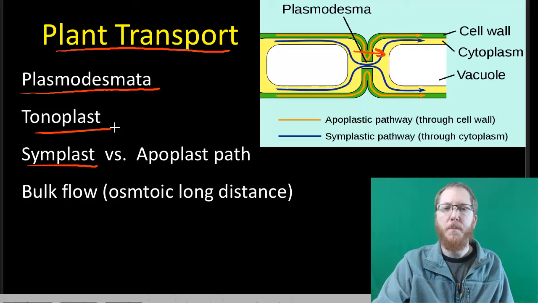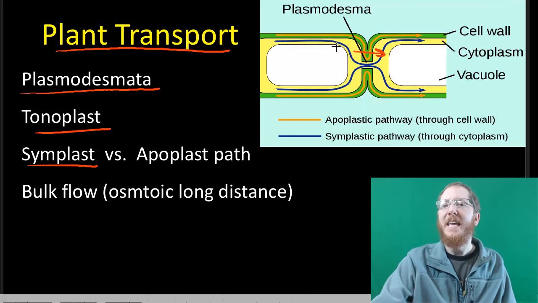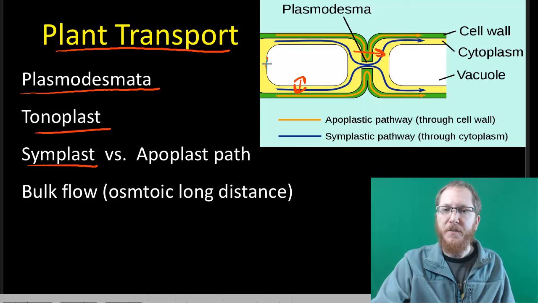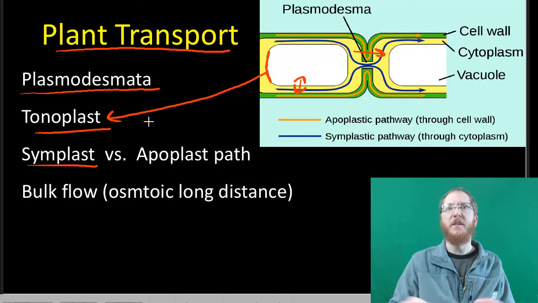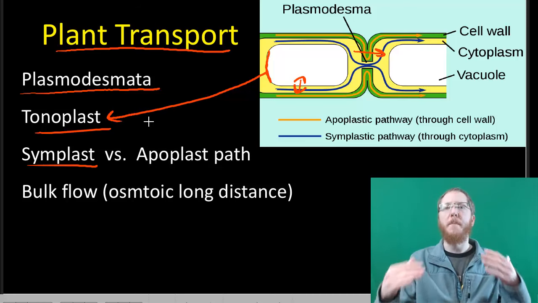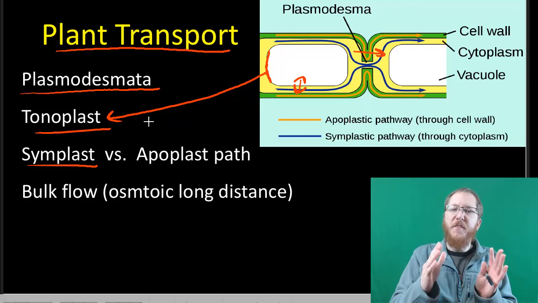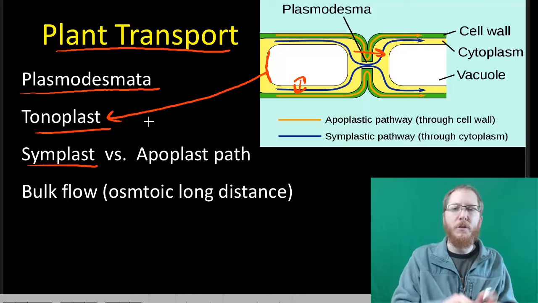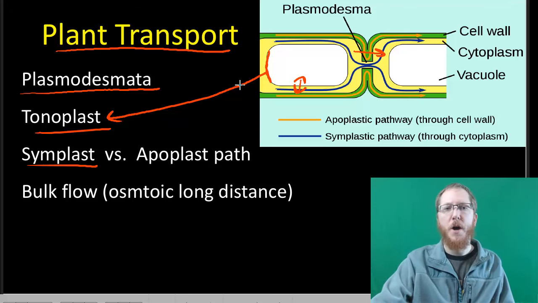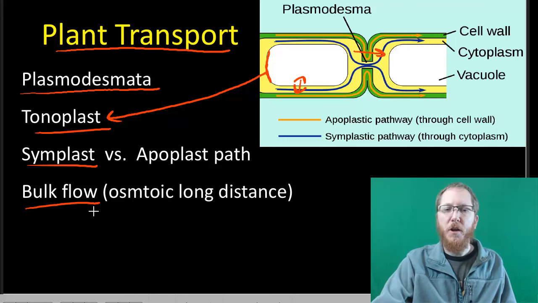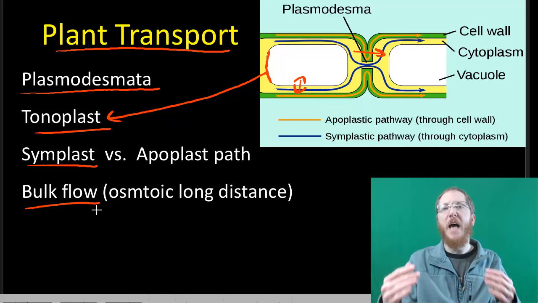The tonoplast will be a big deal in this, just because plants also have a lot of transport that occurs into and out of the central vacuole. The membrane of this central vacuole is what the tonoplast is. Because plants do so much storage and metabolism inside that vacuole, they have to be very particular about what goes in and what goes out, so the tonoplast is often brought up in plant cells because of that. And then we also have bulk flow. This is where plants are going to use xylem and phloem.